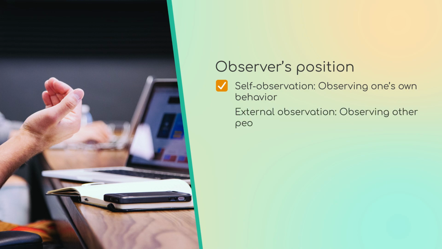In external observations, the behavior of other persons is the object of the investigation. The distance of the external observer to the observed behavior allows for a more objective attitude of the observer as well as comprehensible and measurable results.